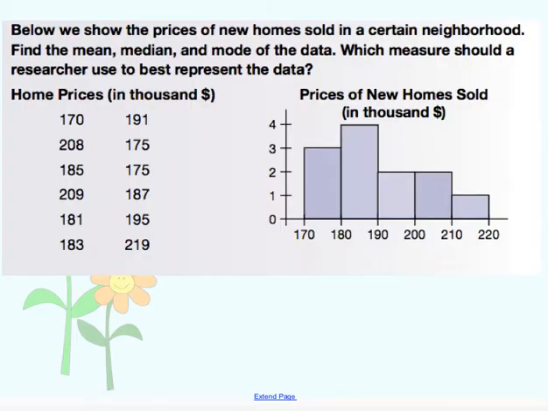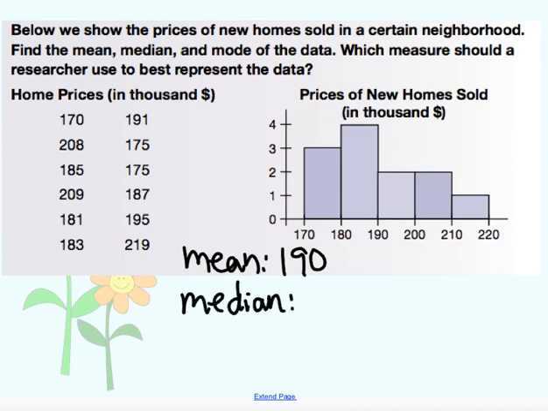In this example, if you want to, just pause the video and you can figure out the mean, median, and mode of this set of data. But I will go ahead and tell you what they are after we add them up and divide by 12, the number we have. The mean comes up as 190. The median comes up as 186, and the mode is 175.